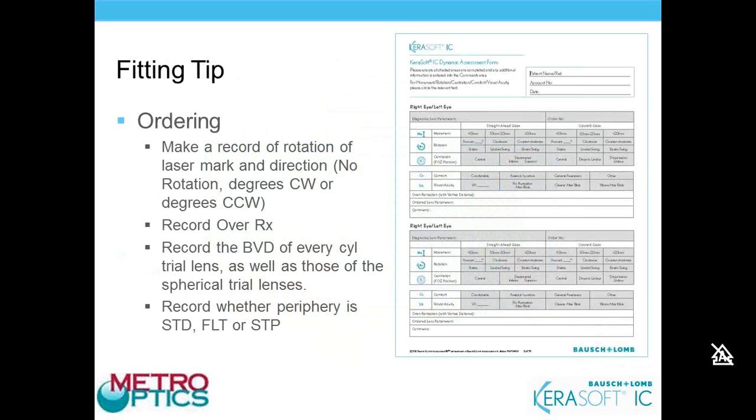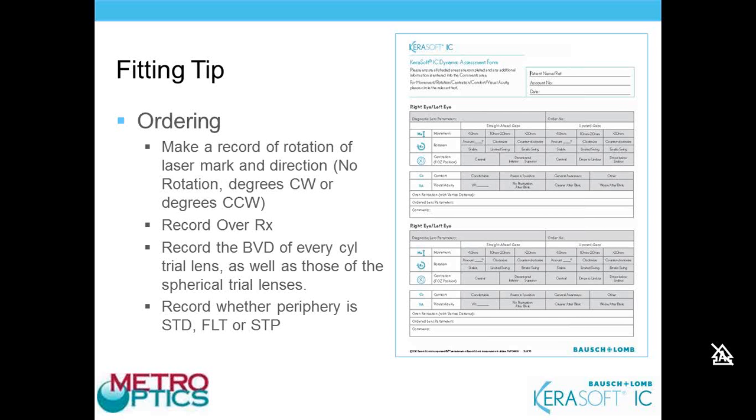When it comes to ordering, this is the dynamic assessment form. Again, make sure that you tell the lab which way the lens is rotated, whether it's clockwise or counterclockwise, and how many degrees it's rotated. Also, when you're recording your over-refraction, make sure you record the back vertex distance as well for any power that's greater than plus or minus 4 diopters. And don't forget to record whether the periphery is standard, flat, or steep.